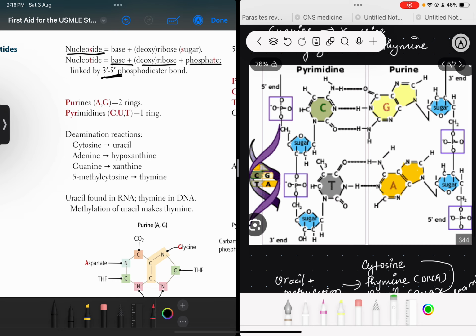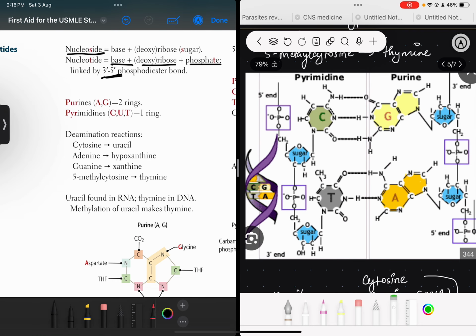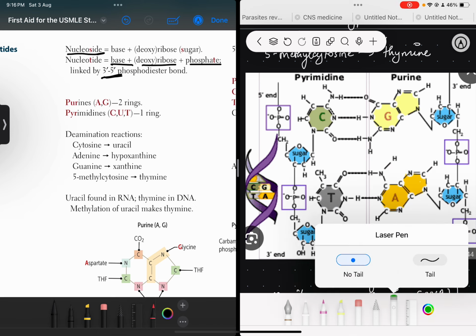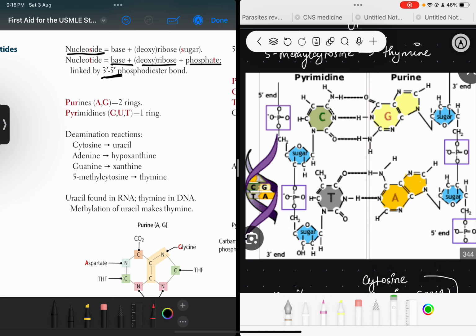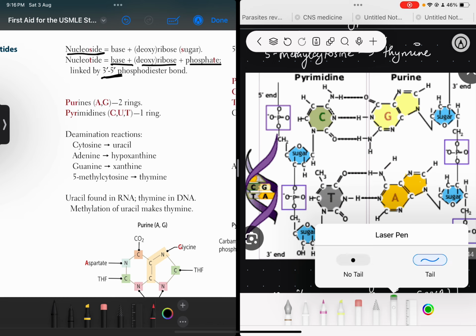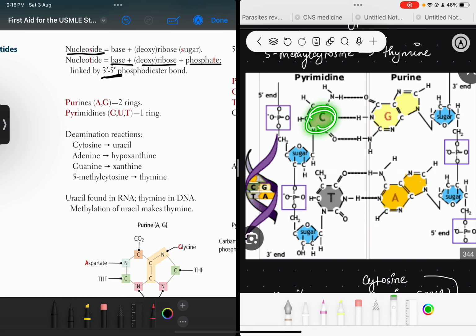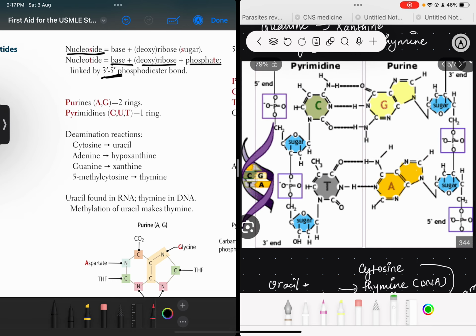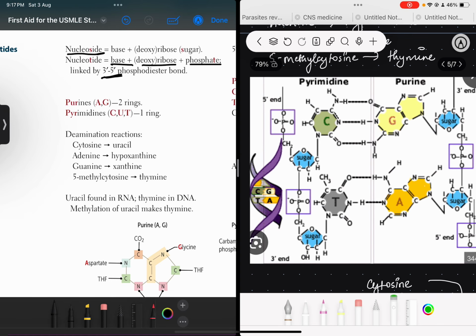As you can see in this, this is our base, this is sugar, so this is base, this is sugar, and this is phosphate. This is 5' end and this is 3' end.